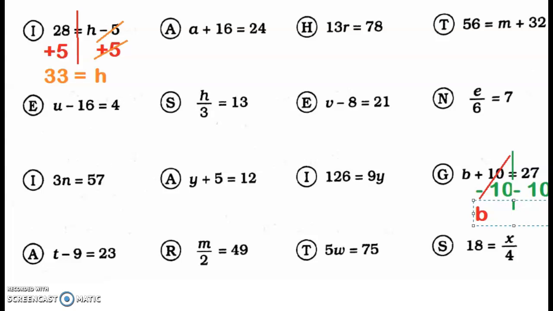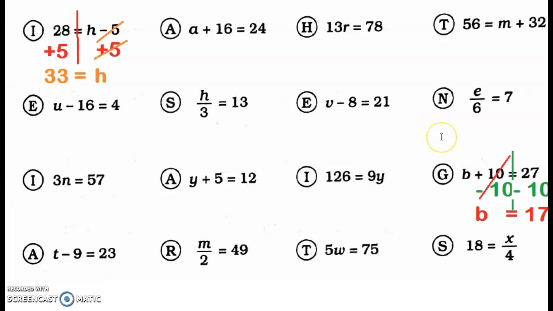Oh, that's not an equal sign. Where's my equal sign? Sorry. There's my equal sign. And then I have to do 27 minus 10, which is 17. And there is my answer, b equals 17. That's what we're doing. So we did opposite of subtraction was addition. Opposite of addition was subtraction.